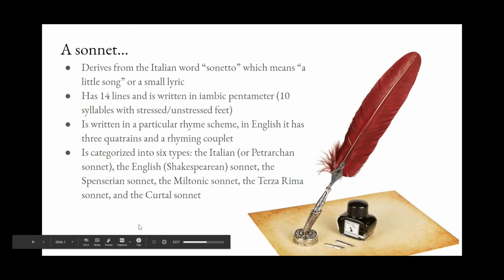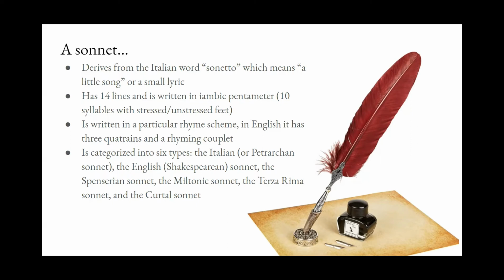All right, so let's talk about the sonnet. The word sonnet derives from the Italian word sonetto, which means a little song or a small lyric. So the sonnet form relies heavily on the way that it sounds or the meter that it has. A sonnet has 14 lines and is written in iambic pentameter. So this is 10 syllables with stressed and unstressed feet. If that sounds a little bit confusing to you, don't worry, we'll talk more about that later.